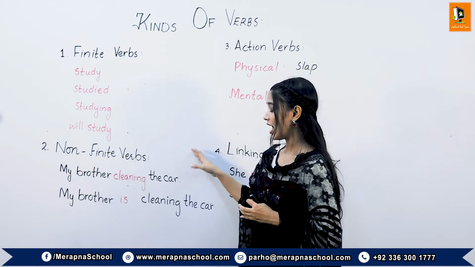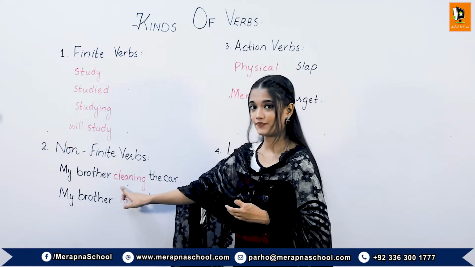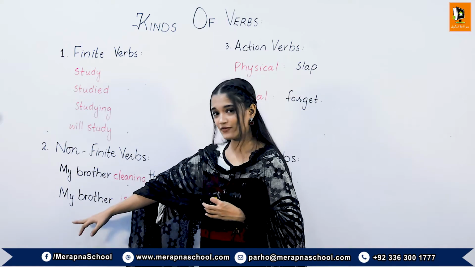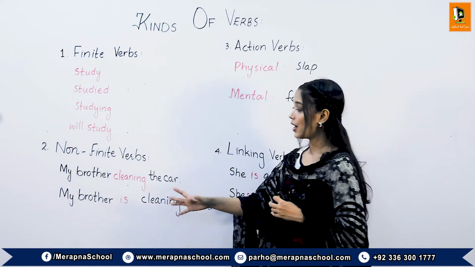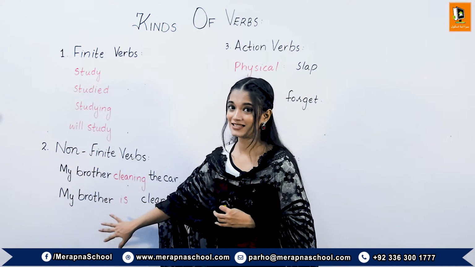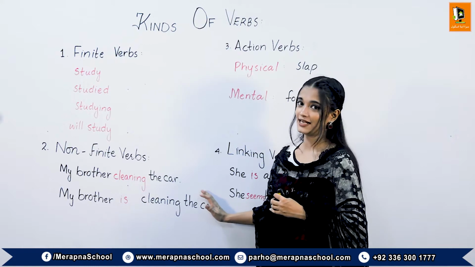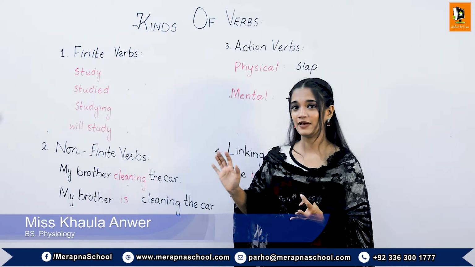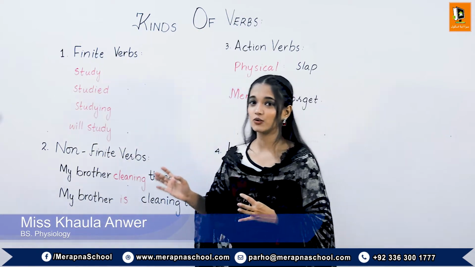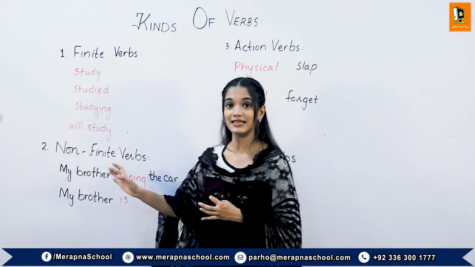When we add a helping verb to it, like is, then the sentence would be my brother is cleaning the car. Now it is showing the tense in the sentence. Now this sentence has become a complete sentence. We add a finite verb, a helping verb or a linking verb to the non-finite verbs to make the sentence complete.